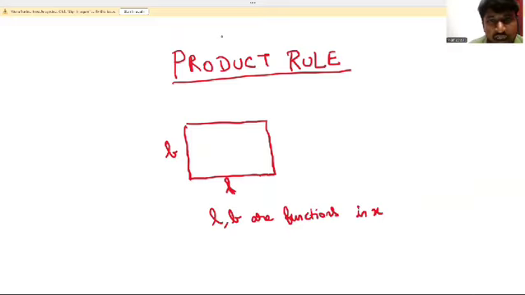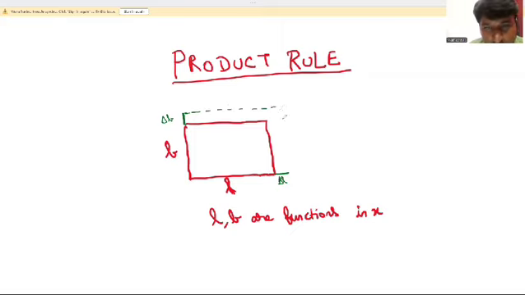So now if we introduce a very small change in the length, this will be considered a small change in length. We'll call it del L. Similarly, if you introduce a small change in the breadth, you would call it del B, that small change. Now what you are seeing here is a bigger rectangle.